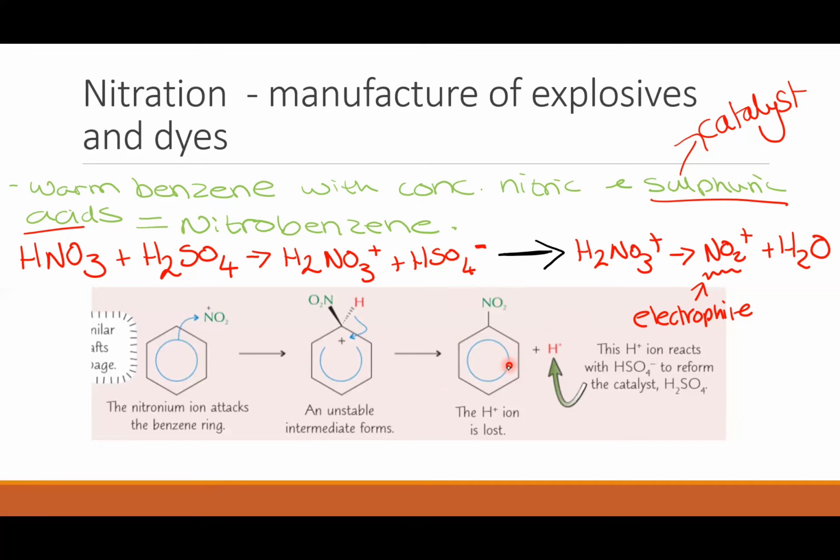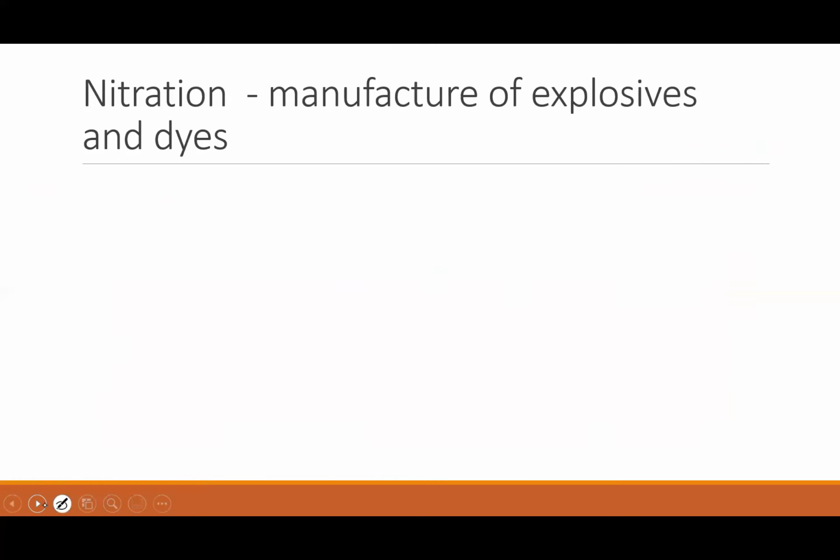If you only want one NO2 group added, which is mononitration, you have to keep the temperature below 55 degrees Celsius. Above this temperature, you'll get lots and lots of substitutions happening.